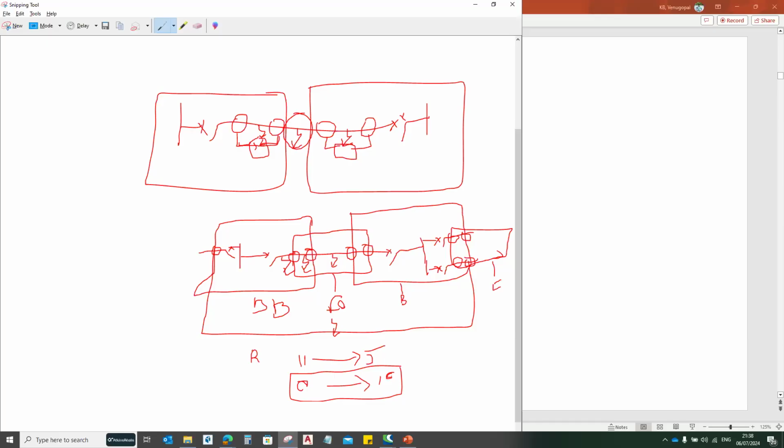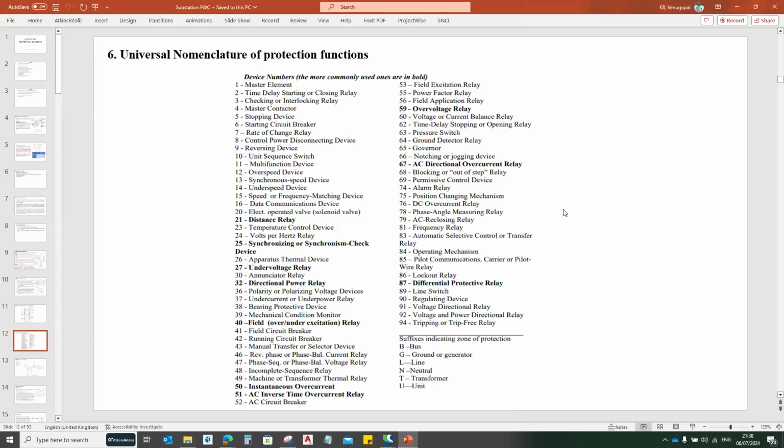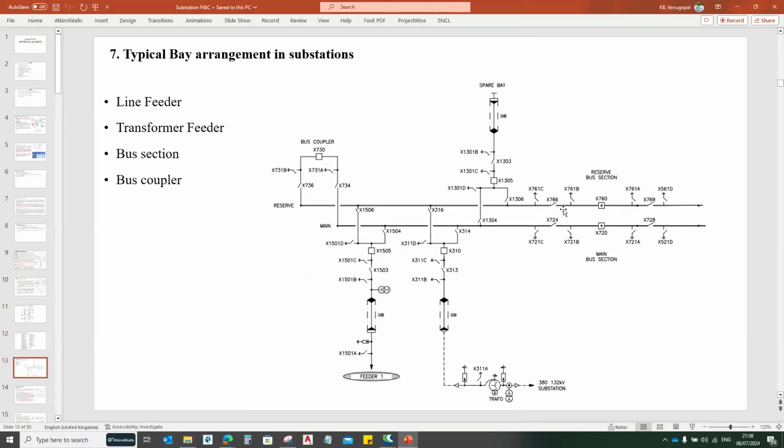Okay. Yes, yes, sir. Can we go to the feeder line protection? Yes, sir, sure.